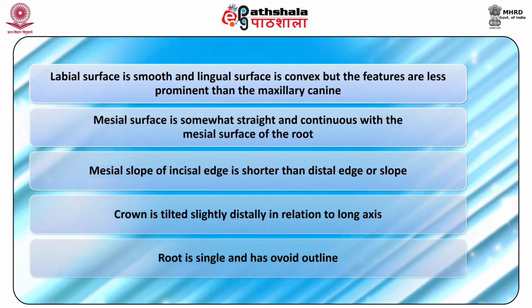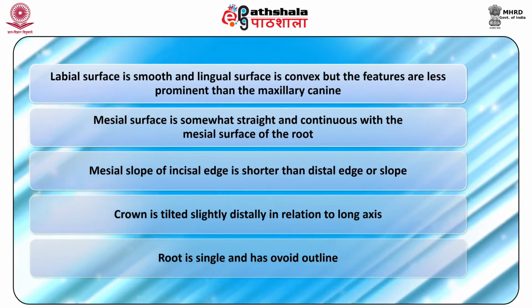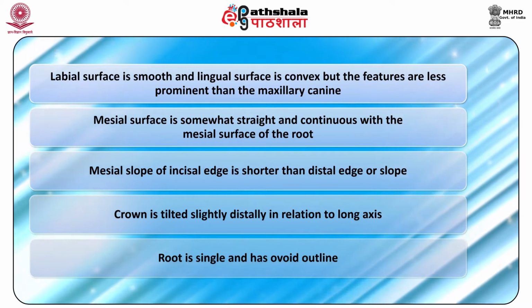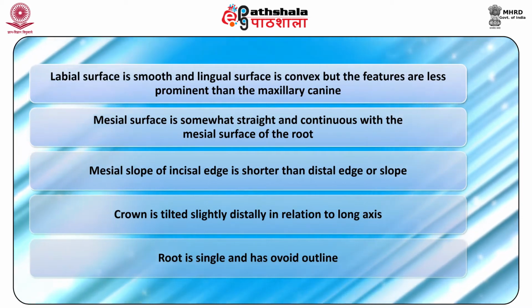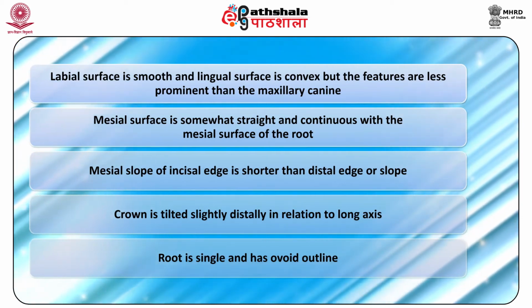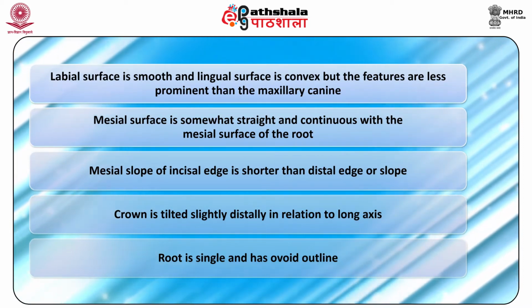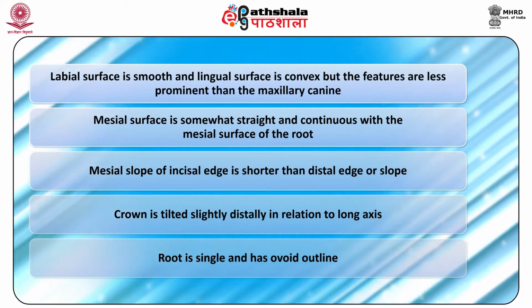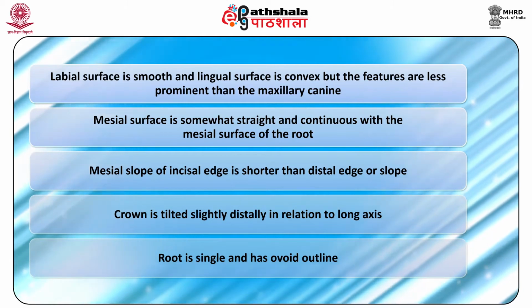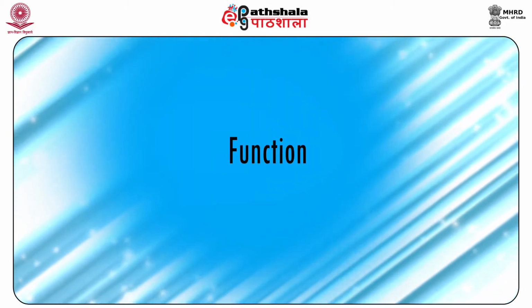The mesial surface is somewhat straight and continuous with the mesial surface of the root. The mesial slope of the incisal edge is shorter than the distal edge or slope. The crown is tilted slightly distally in relation to the long axis. The root is single and has an ovoid outline.